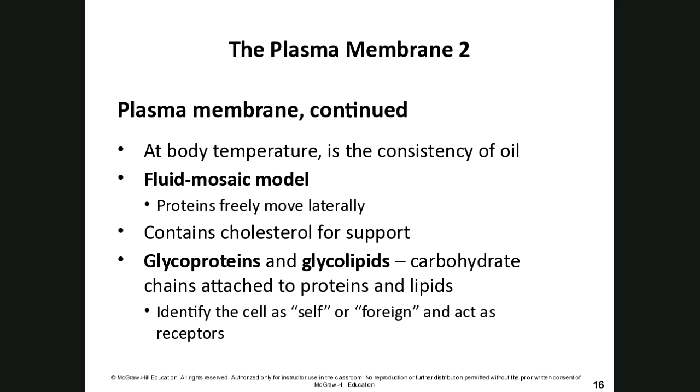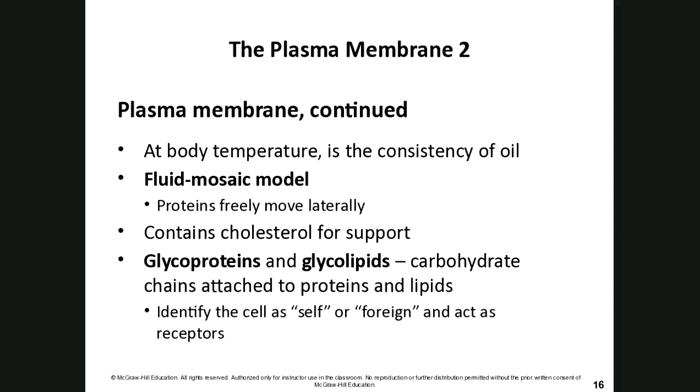At body temperature, the plasma membrane has about the consistency of an oil. We describe the plasma membrane with the fluid mosaic model, which means that the proteins and the phospholipids are free to move around, and they're never in the same place all the time. It's not very stoic. It's actually quite dynamic, and it's constantly moving. There are cholesterol molecules, which, remember, is a lipid, and it's a steroid.